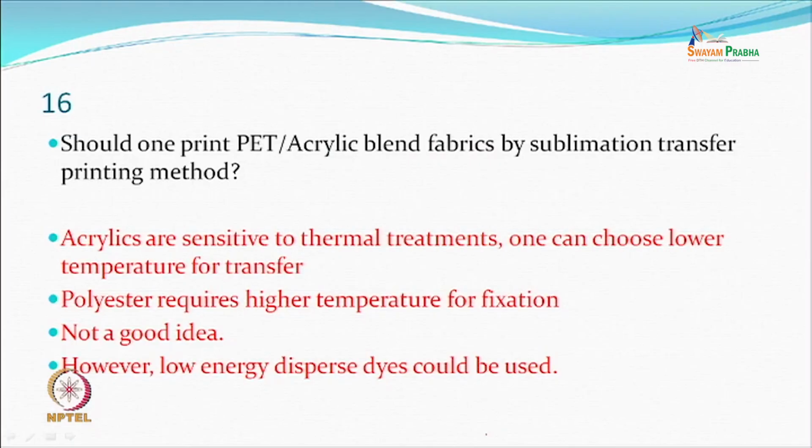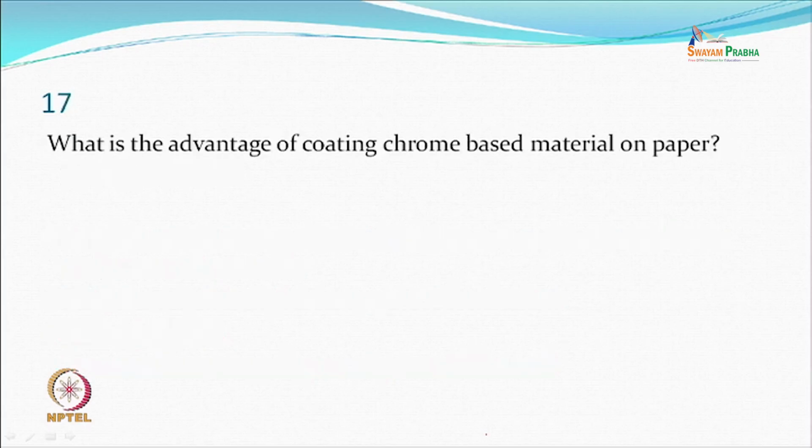So, I said acrylics are sensitive to thermal treatments. One can choose a lower temperature for transfer. Polyester requires higher temperature, so generally it is not a good idea. But if you still believe that you need to do it, low energy disperse dyes could be used, which can dye both of them. Wash fastness may not be so much of a problem, but sublimation fastness would be an issue.